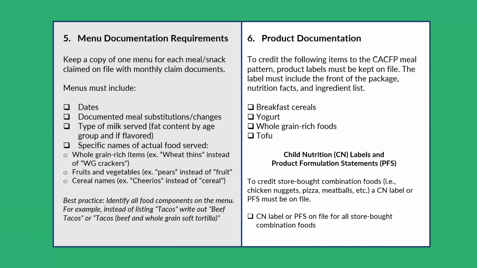One reason you'll see type of milk, including fat content, specified by age group, and if flavored, is to ensure that 1-year-olds are receiving unflavored whole milk, 2 to 5-year-olds are receiving unflavored, fat-free, or skim, or low-fat 1% milk, and that children ages 6 to 18 are receiving unflavored or flavored fat-free skim or low-fat 1% milk. For adult participants in the adult daycare component, 6 ounces of yogurt may be substituted for 8 ounces of milk for 1 meal per day.